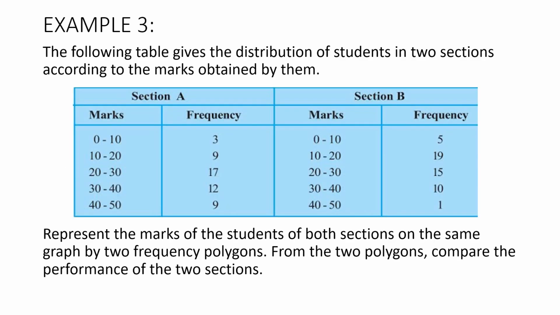Let us take an example to see how to draw the frequency polygon without making the histogram. Remember, you can do it both ways: by first making the histogram and then joining the midpoints by line segments, or directly making the frequency polygon. The following table gives the distribution of students in two sections according to the marks obtained by them. Represent the marks of the students of both sections on the same graph by two frequency polygons. From the two polygons, compare the performance of the two sections.